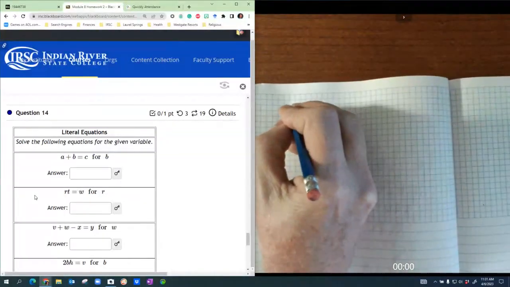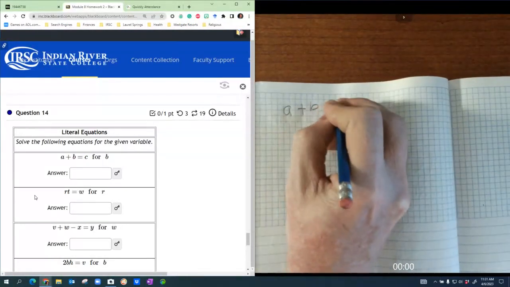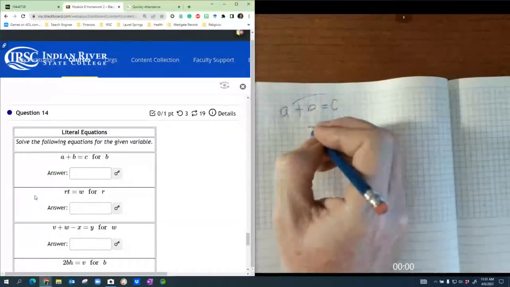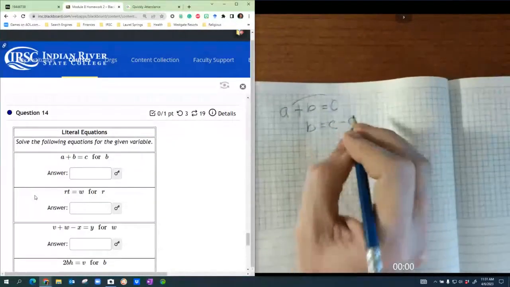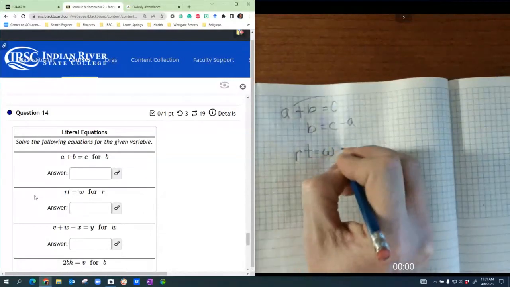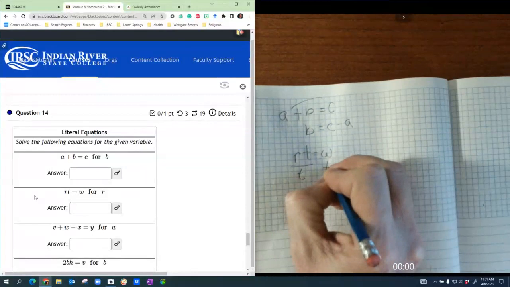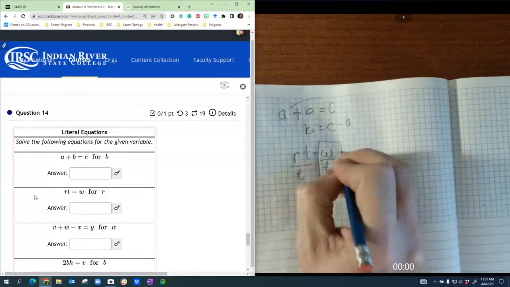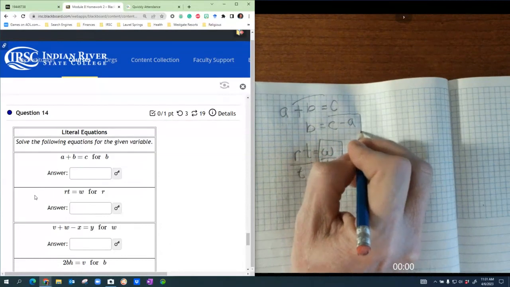So we're going to go ahead and solve this in terms of b. All you got to do is subtract a from both sides. So it's going to be c minus a. The next one, rt equals w. Solve for r. All we got to do is divide both sides by t. So here's your answer. See, these move very, very quickly.